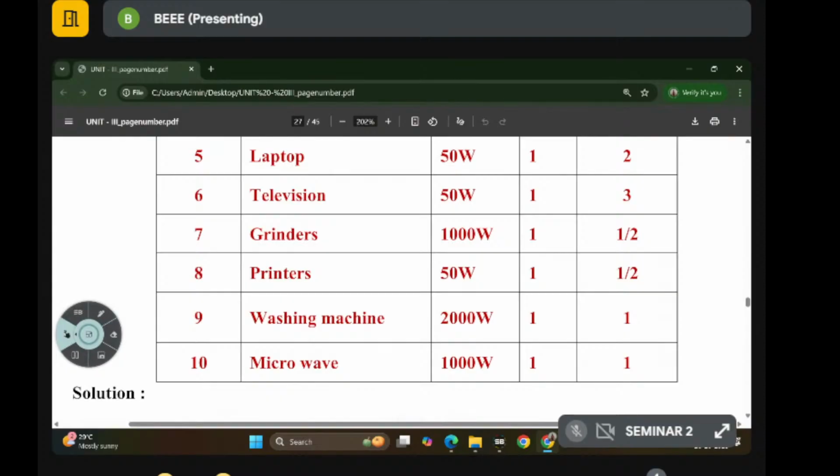60 into 10. Write down here. Like that you write down here. 60 into 10, 75 into 4, 200 into 1000 into 1. You write down here, write down there. Then you take this one, divide by 1000 into 5, divide by 1000 into 8, divide by 1000 into like this. Write down.